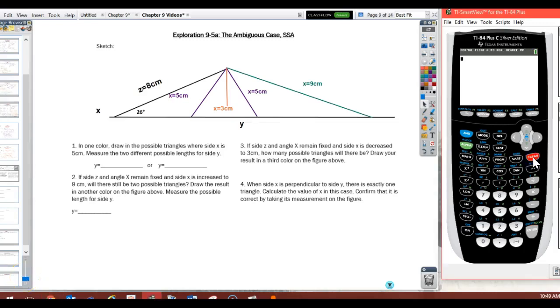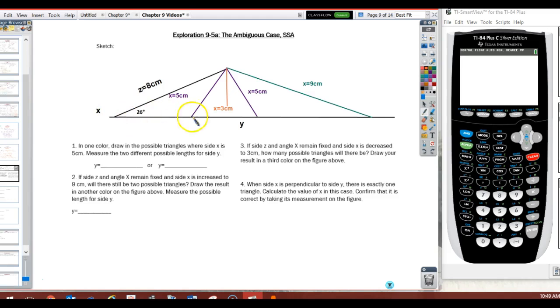So in section 5, what this video is going to cover is the ambiguous case. That's if we're given a side, and then an angle that's not in between them. This case is called the ambiguous case because there are three different things that can happen. And so we sketched this in class.